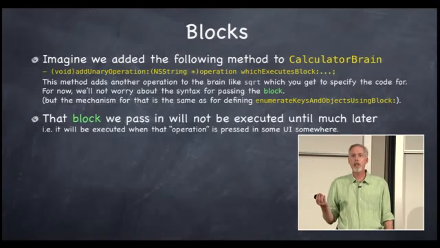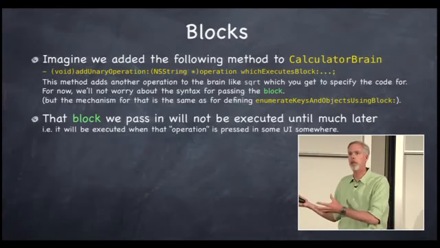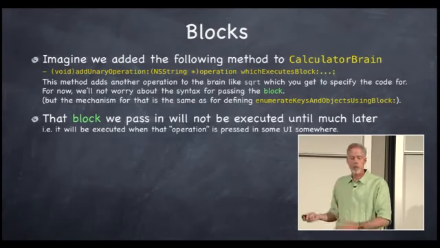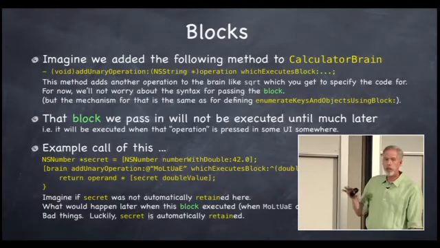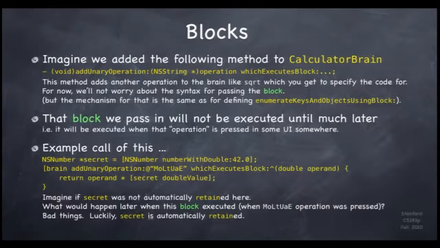So you can already start to see that if this block has local variables that are objects, I better retain them at least long enough so that I can execute that block when someone presses on the button. So here's an example call of this. I still haven't shown you the definition of it, but let's just imagine someone calling it. So let's say I have NSNumber secret, which is an auto-released number with double, 42.0, okay?